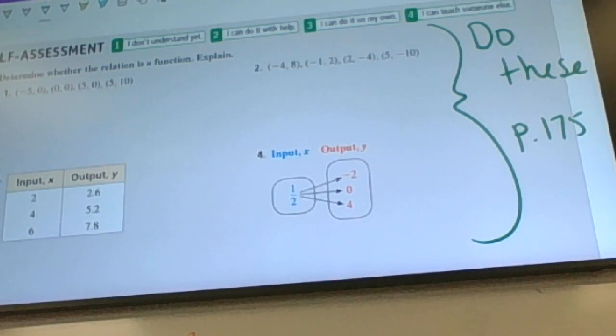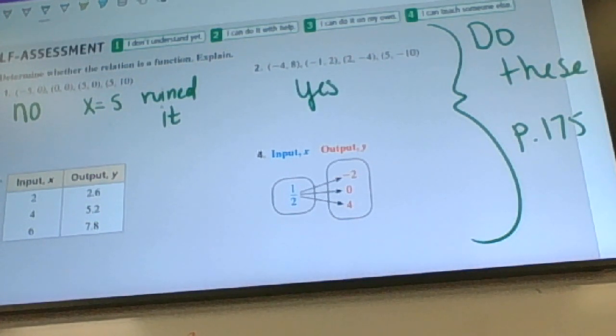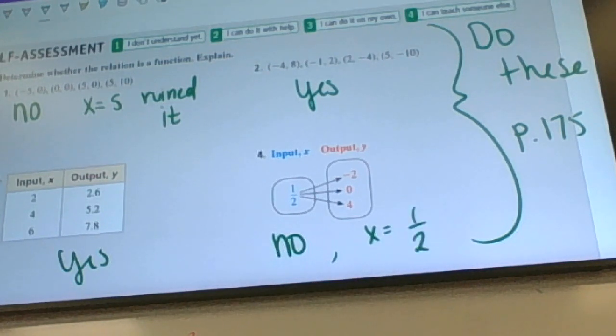Alright, number one is a no. Which X value ruined it over here? X equals 5 ruined it. It paired with 0 and 10. Number 2, yes or no? Yes. Number 3, yes or no? Yes. Number 4, yes or no? No. X equals 1 half ruined it. 1 half goes to -2, 0, and 4.